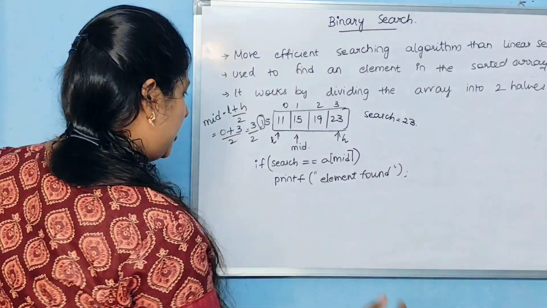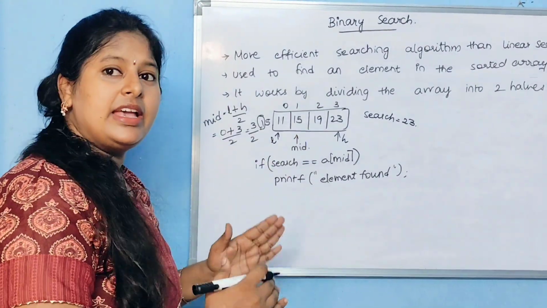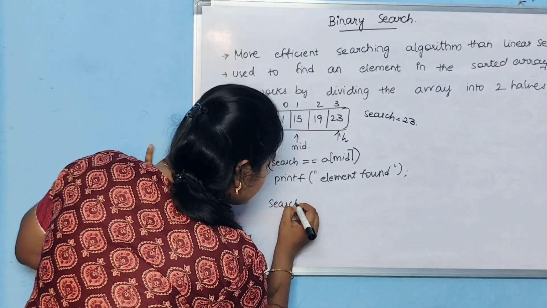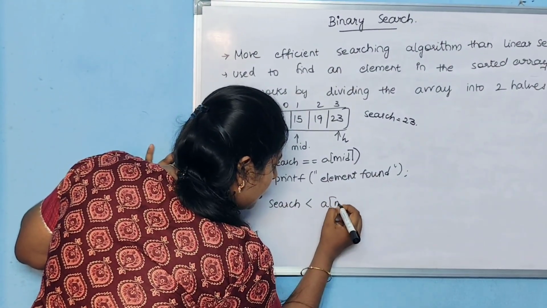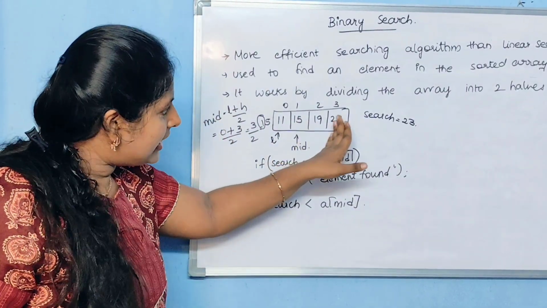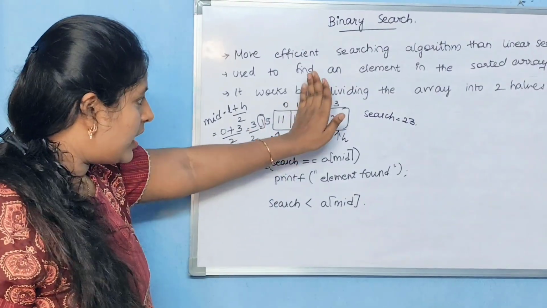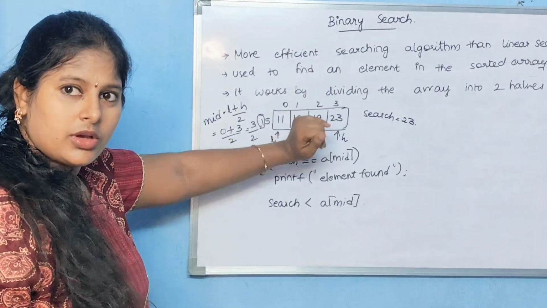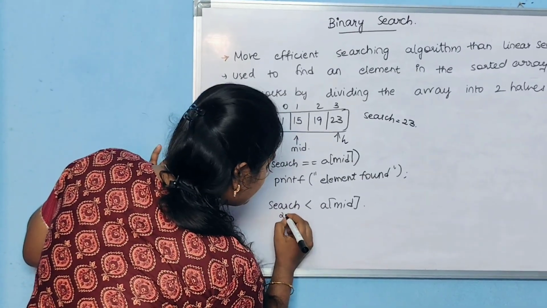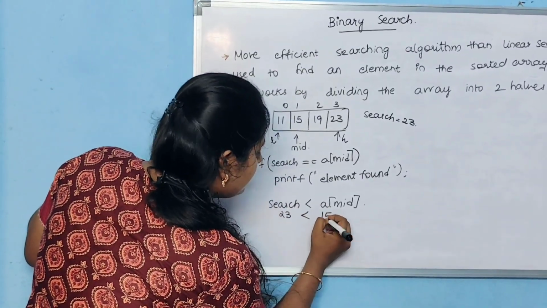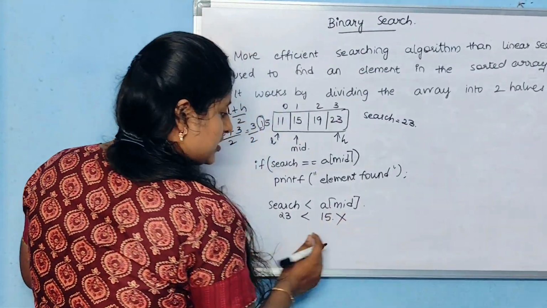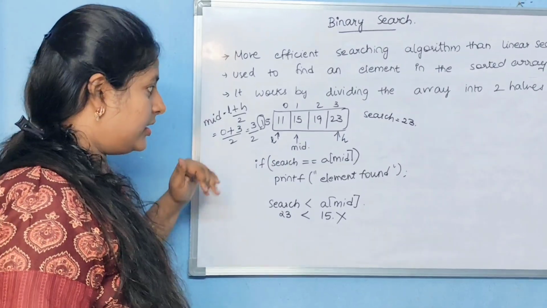Right? If my search element is less than my mid, that means it should be around this way. So I won't search these elements; I will consider only these elements. Now, what happens if my search element 23 is less than 15? Is my 23 less than 15? No. So I'm not going to search in the left side again.